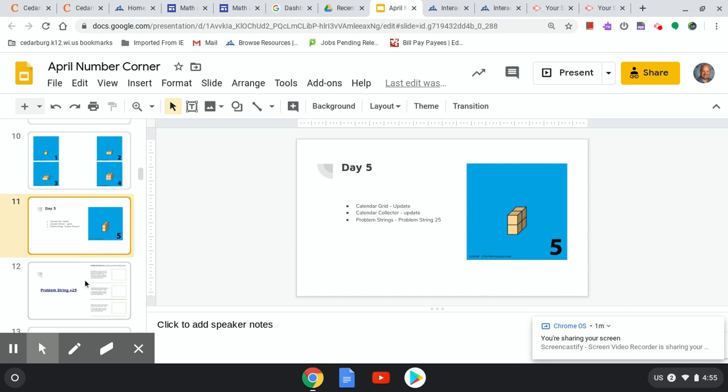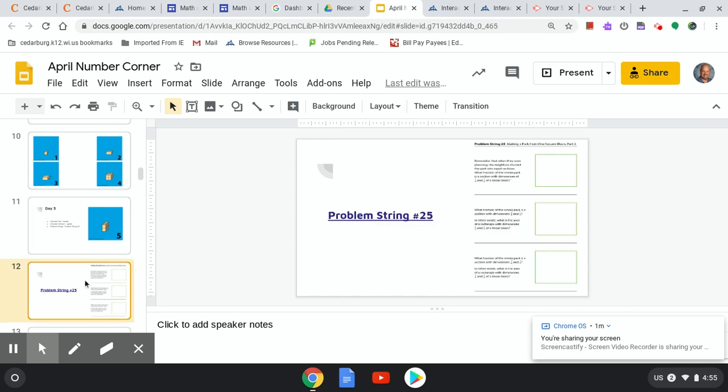Today's activity is a problem string. And in this problem string, we are dealing with, again, just dividing a park up. Remember, we had a picnic area and we wanted to devote a part of the picnic area to picnic tables. And then we also wanted to devote a part of the park to a major, large play structure. Today, though, we're just going to deal with dimensions.